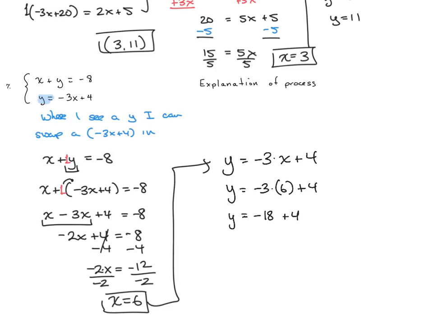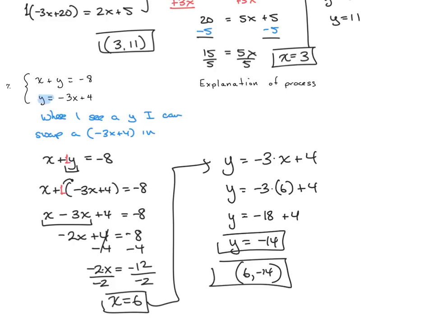So now be careful. A lot of people make the mistake when they do the mental math. -18 plus 4, they say -22. That is not the case. -18 plus 4 is -14. So I have my x, I have my y. My last step is to put it in as a coordinate pair, which is (6, -14). So again, the answer I found is my point of intersection. So that's an important idea. Okay, all right, so on to the next one.